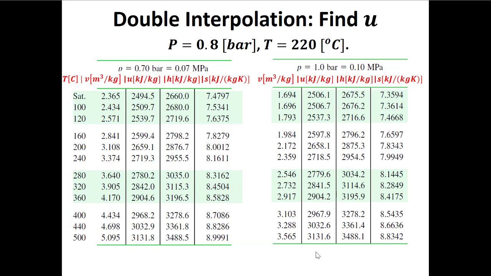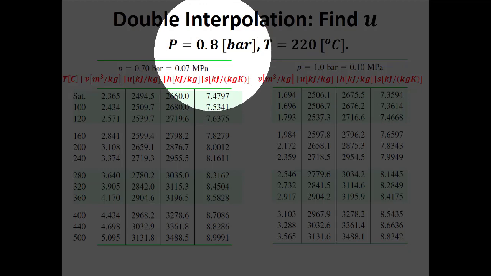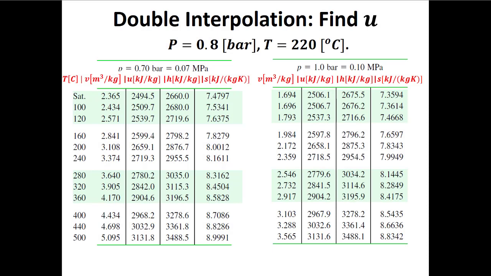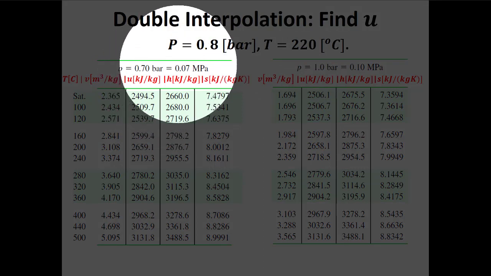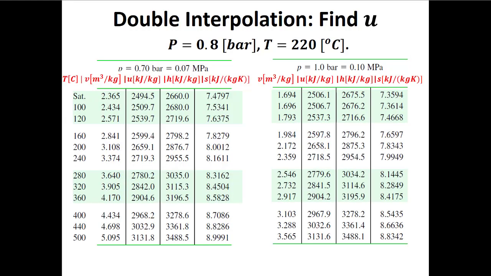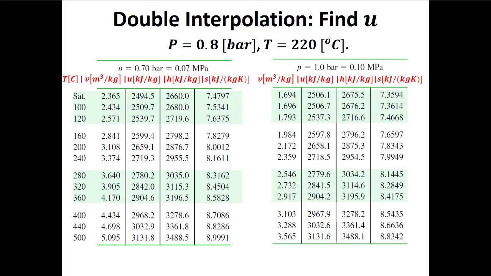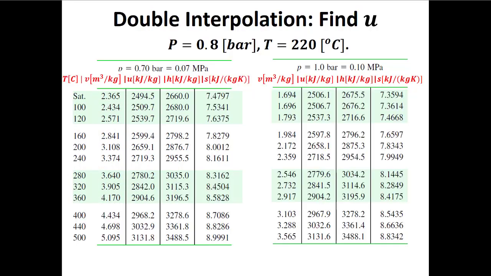So now we have a bit of a trickier or more complicated problem because our second example asks us to find what the specific internal energy is at 0.8 bar and 220 degrees Celsius, right? So here I'm in a bit of a bind because I don't know the pressure. I have a table for pressure at 0.7 and a table for pressure at 1, both in bar, but I don't have any information in between there. So I don't have the right table for the pressure I'm interested in. And I also don't have the right row for the temperature.